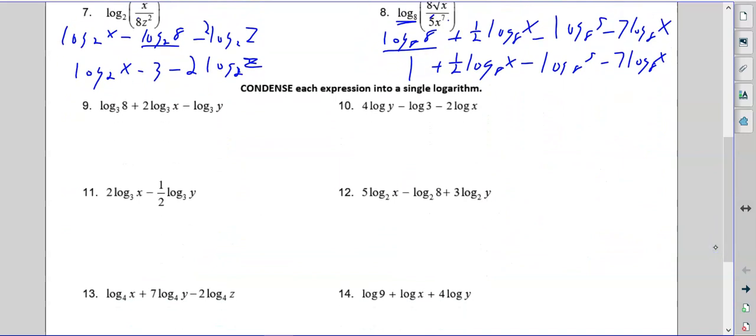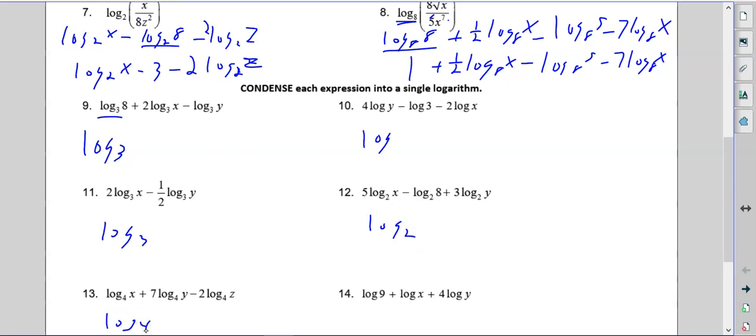Now we're going the opposite way. Okay, we're going to condense. We're only going to write log 3 one time. We're only going to write log on this one once. We're going to write log 3 once. We're going to write log 2 once.